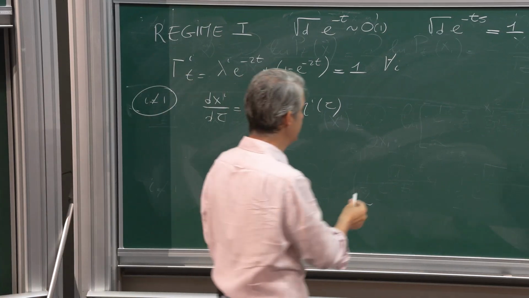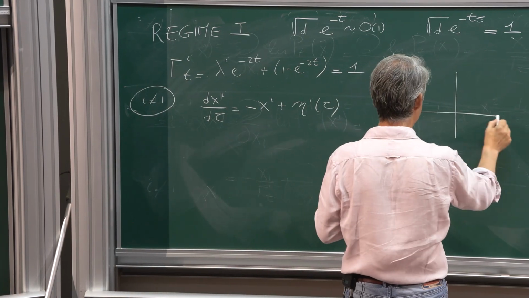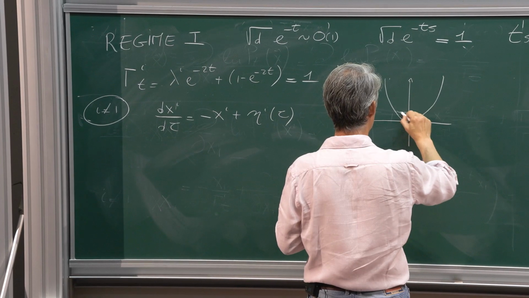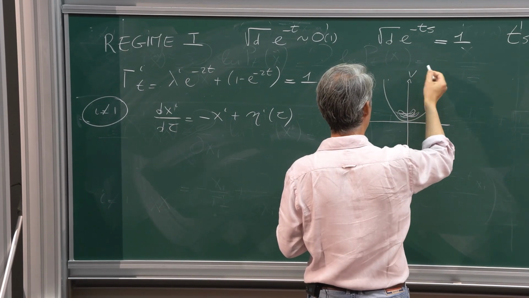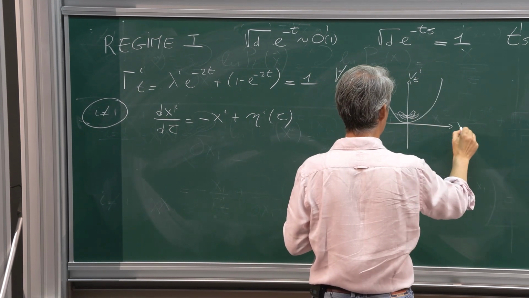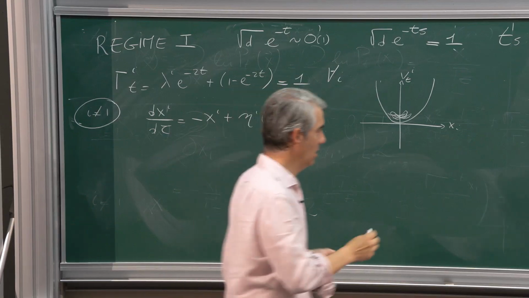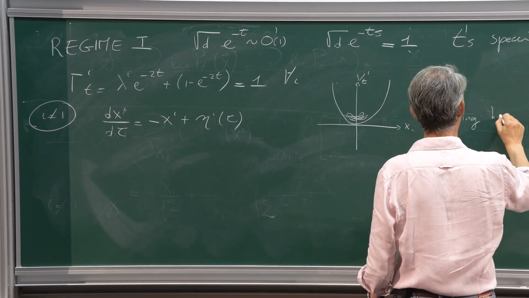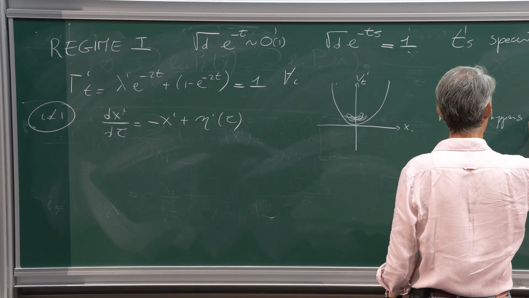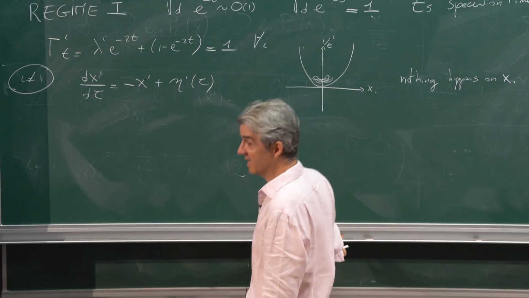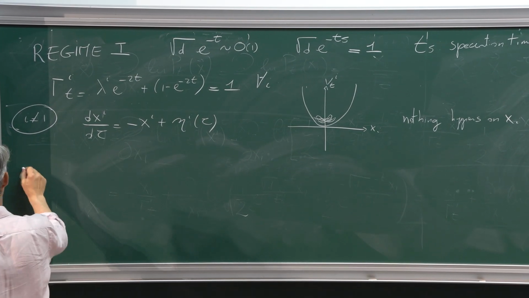So all the xi are just noise. They start as Gaussian noise, and they remain Gaussian noise. This is the behavior in this regime of time, so nothing happens on xi. Now let's see what happens on i equal 1.